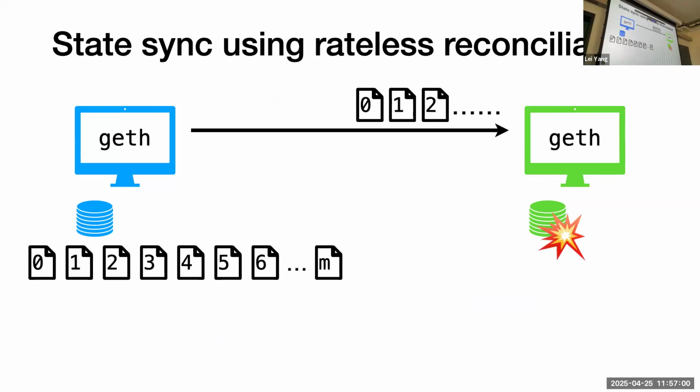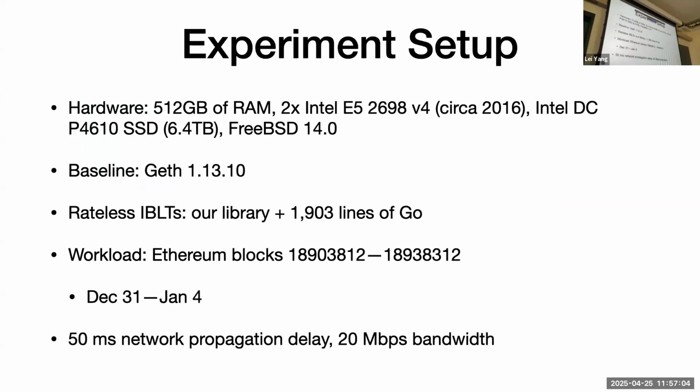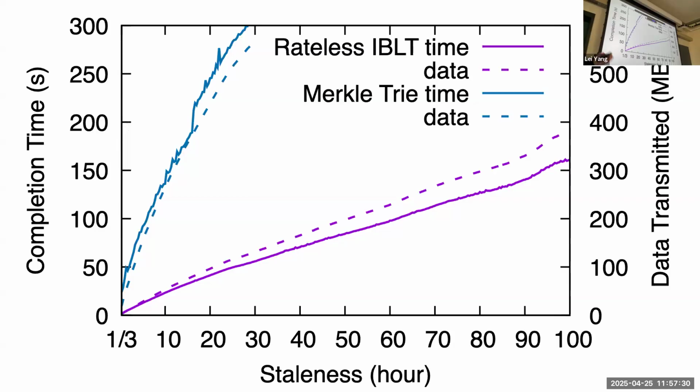Yep. So yes, you can use set reconciliation, and this is the experimental setup. 0.5 terabyte of RAM, kind of ancient server CPU on data center grade SSD running on FreeBSD 14.0, and yeah, we did the implementation. The workload is to reconcile, I think, 5 days worth of Ethereum blocks of difference, right? And if you vary the staleness, the scenario here is that Bob goes offline at some time t, and then Bob recovers after this number of hours, and then Bob reconciles with Alice, who always has a fresh, up-to-date state snapshot.